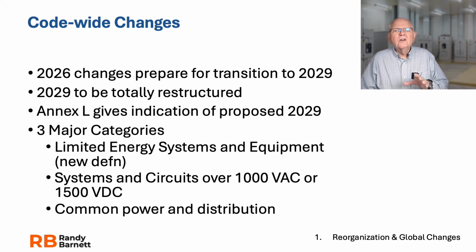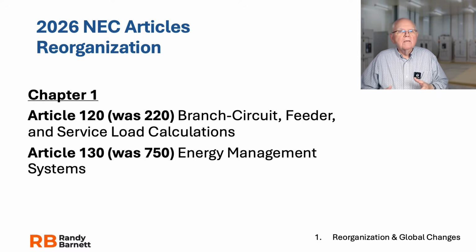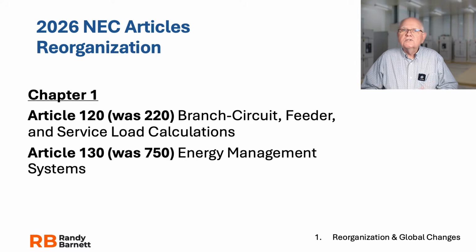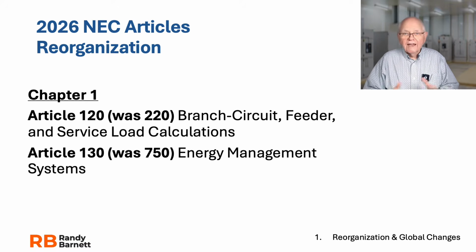Let's begin by taking a look, first of all, at Chapter 1. Chapter 1 has been expanded a little bit. Not only do we have Article 100, which is definitions, and Article 110, which is our general requirements for installation work, but we now have Article 120. Article 120 was Article 220. It's our calculations article, excuse me. Article 120 is for calculations for branch circuits, feeders, and services. Article 130 was Article 750. It's energy management systems. It's now in Chapter 1.